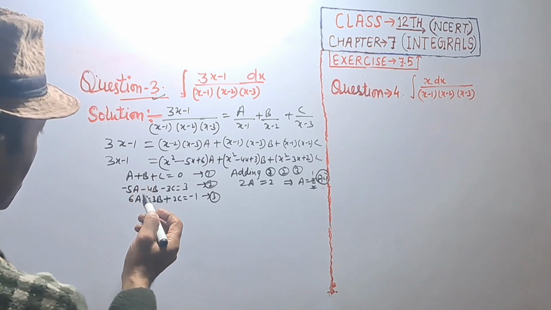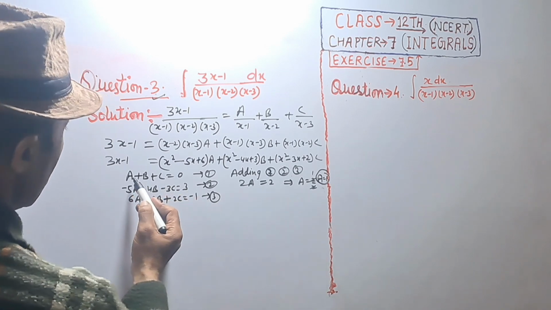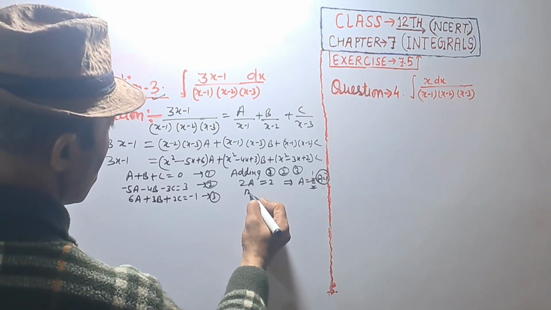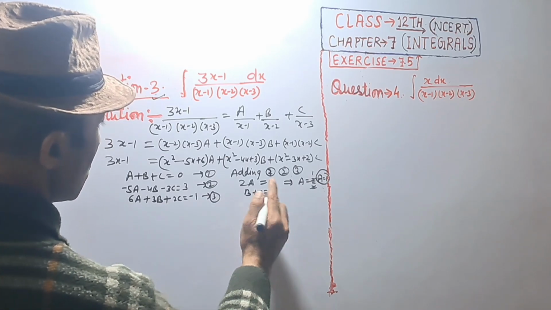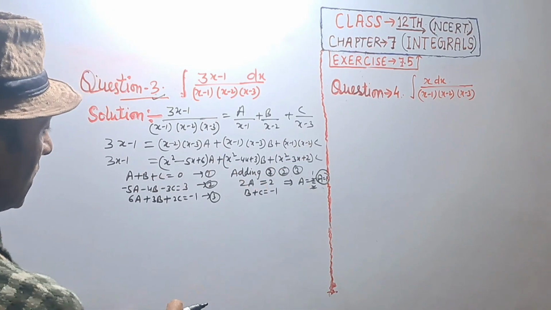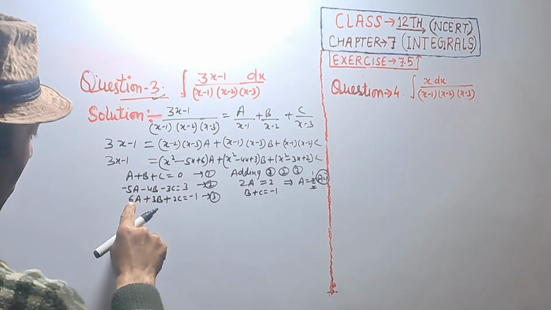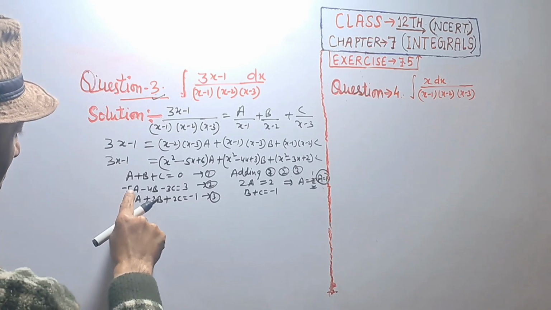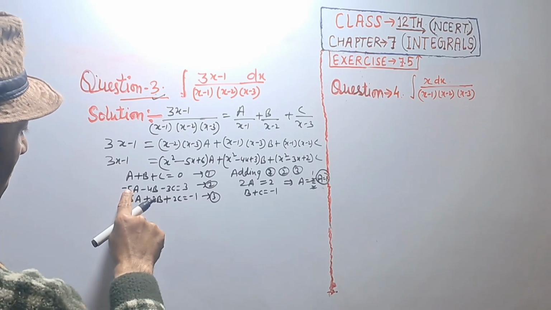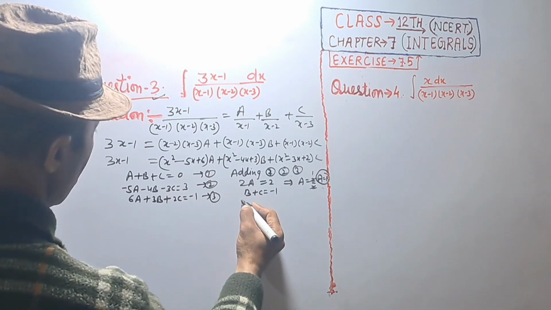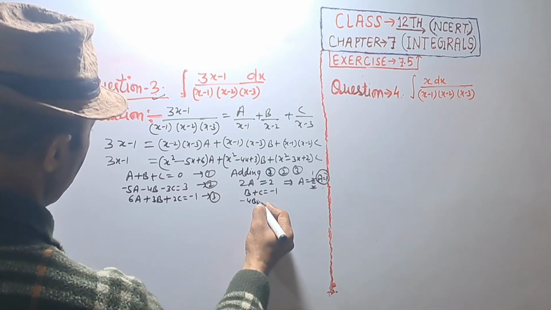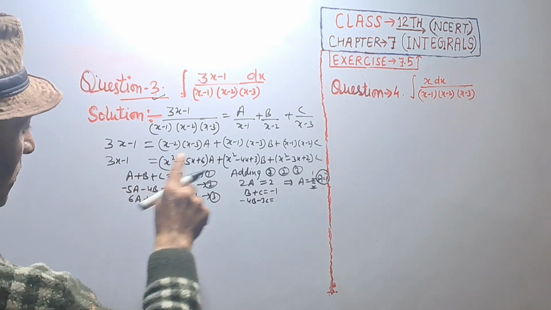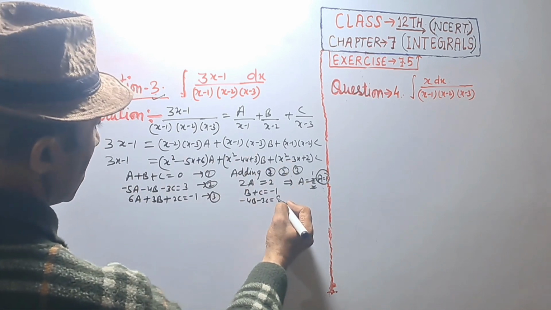Put A equal to 1 in the first equation. Then B plus C is equal to minus 1. In the second equation, minus 5 minus 4B minus 3C is equal to 3, so minus 4B minus 3C is equal to 3 plus 5, that is 8.